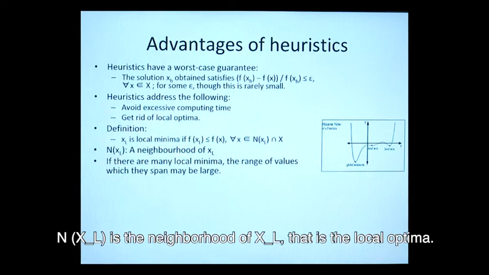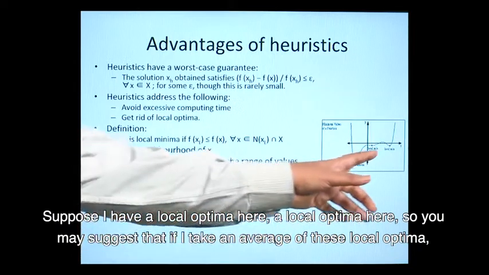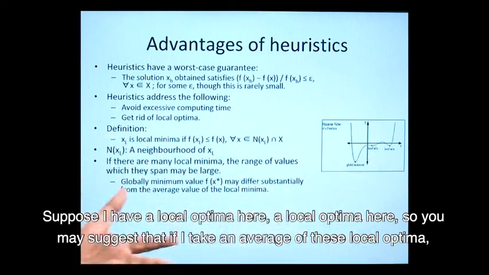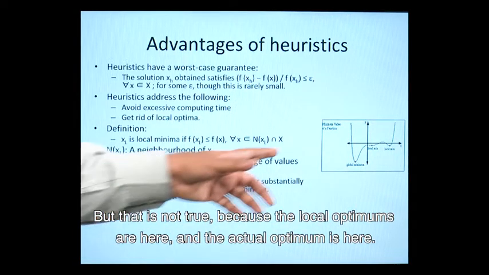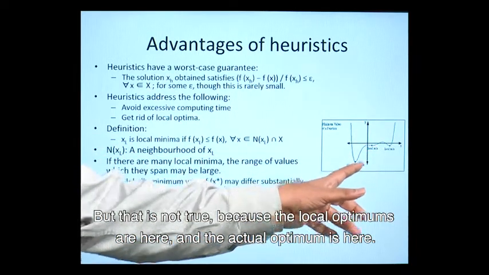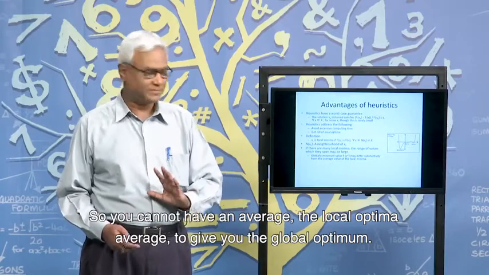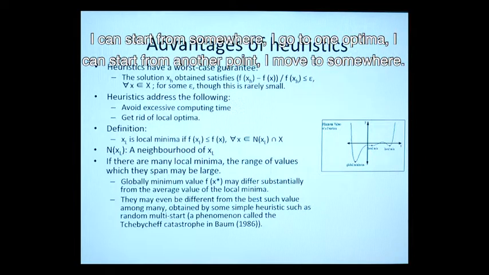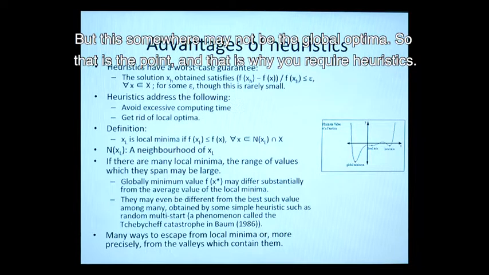N(XL) is the neighborhood of XL, that is the local optima, and there are several local optima. Suppose I have a local optima here, I have a local optima here. So, you may suggest that if I take an average of these local optima, I will get the global optima, but that is not true, because optimums are here, but the actual optimum is something here. Okay. So, you cannot have an average of local optima give you a global optimal. I can start from somewhere, I go to one optimal. I can start from another point, I move to somewhere, but these somewheres may not be your global optima. So, that is the point, and that is why you require heuristics.